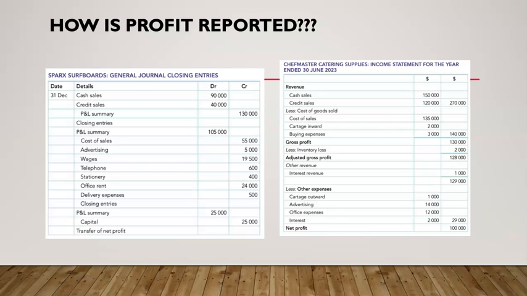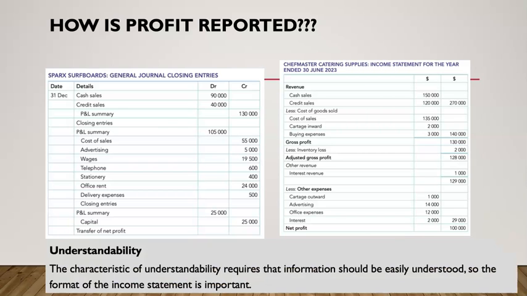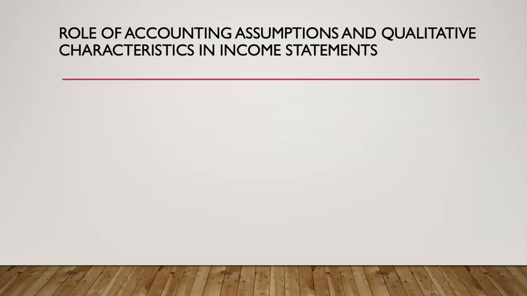So why do we make an income statement? Because it's important for a number of our qualitative characteristics and accounting assumptions. And the one that's highlighted here is understandability. We need to be able to create reports that make the financial information easily understood, and income statements help us with that. What are some other characteristics and assumptions that are important? In fact, lots of them are, but four that are especially important.